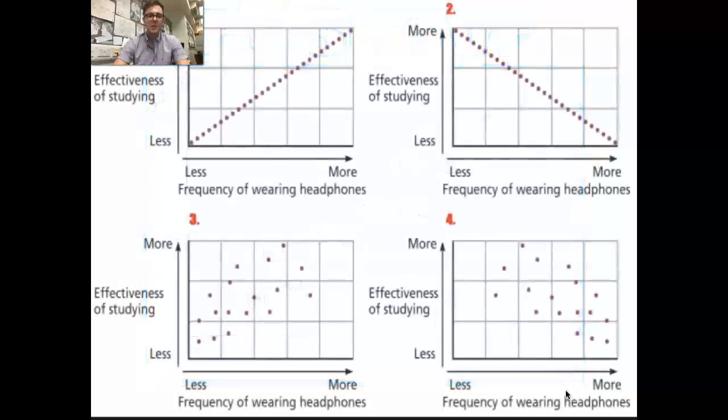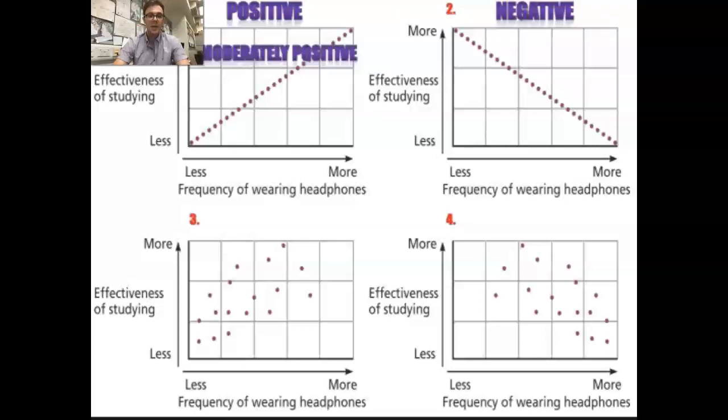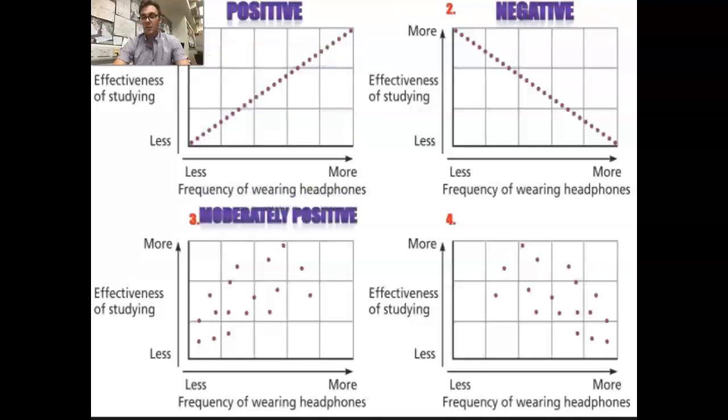Okay, so if we look at this, the number 1 here in the top left would be a perfect positive correlation. Number 2 would be a perfect negative correlation. Number 3 would be a moderately positive correlation. And number 4, a moderately negative correlation. So make sure you remember these. This is something you might forget by May when we're taking our AP exam, so come back and review this video. But these are the correlations.